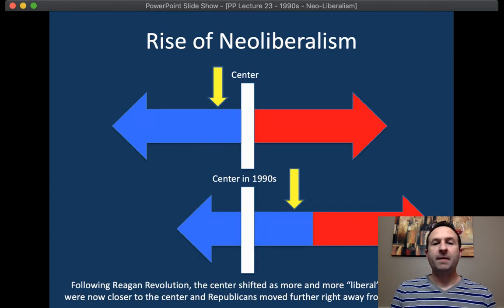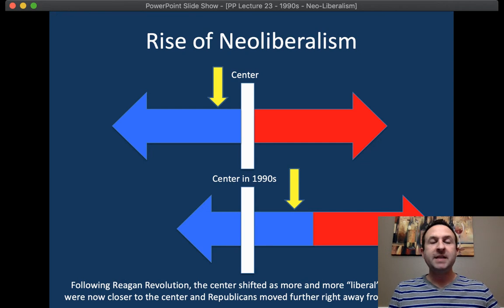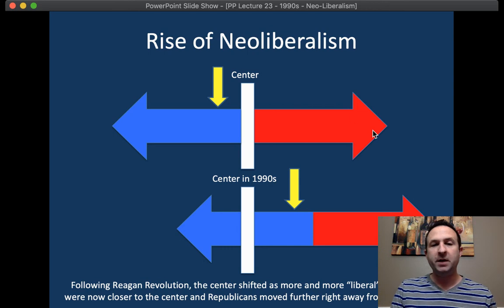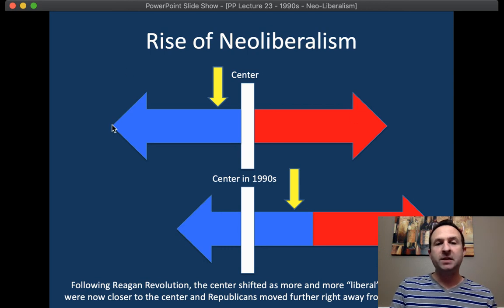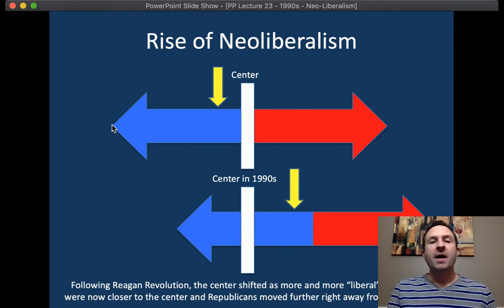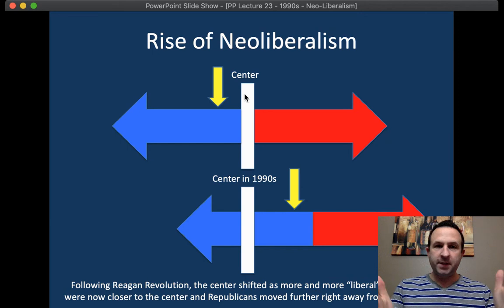So what does this look like? Again, I love this chart. And it really explains how things have changed here. So you can see my cursor on your screen right now, I believe. So here's the center of things up until 1980. You have the center, and to the right, you have the Republicans. Of course, the further right you get, the more radical Republican you get. And to the left, you have the blue, which is the Democratic Party, which the further left you get, you reach the point where you're socialist or communist. And then you have the center.